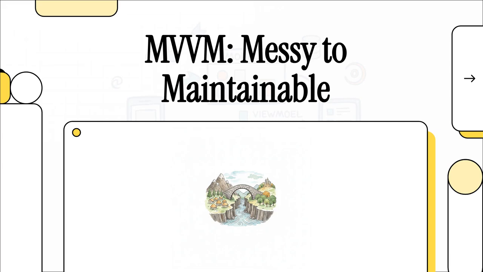All right, let's talk about something we've all experienced. You start a new SwiftUI project, everything's clean, everything's simple, and then it happens. Your view starts to grow, and before you know it, you're staring at a giant, tangled mess of code. Sound familiar? Well, you are definitely not alone. Today we're going to dive into how to tame that beast using a pattern called MVVM. We're going from messy to maintainable, and trust me, it's going to make your life a whole lot easier.